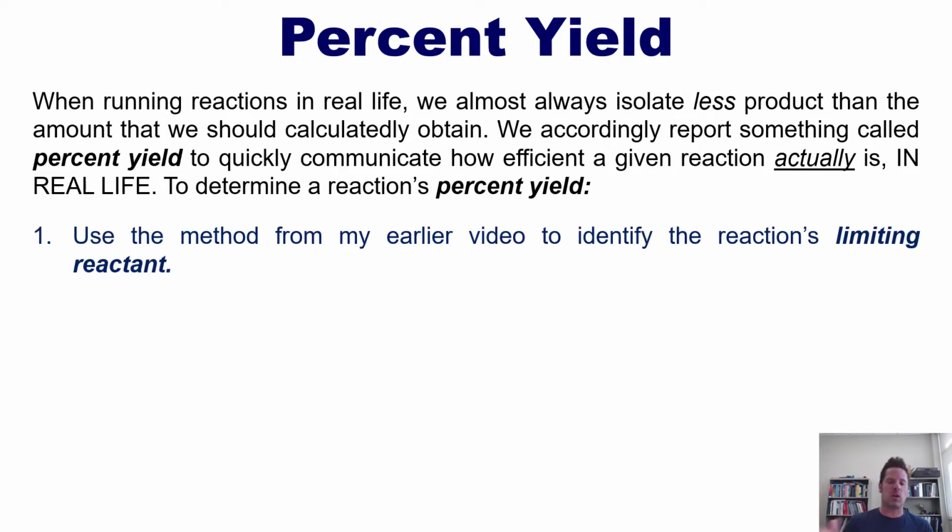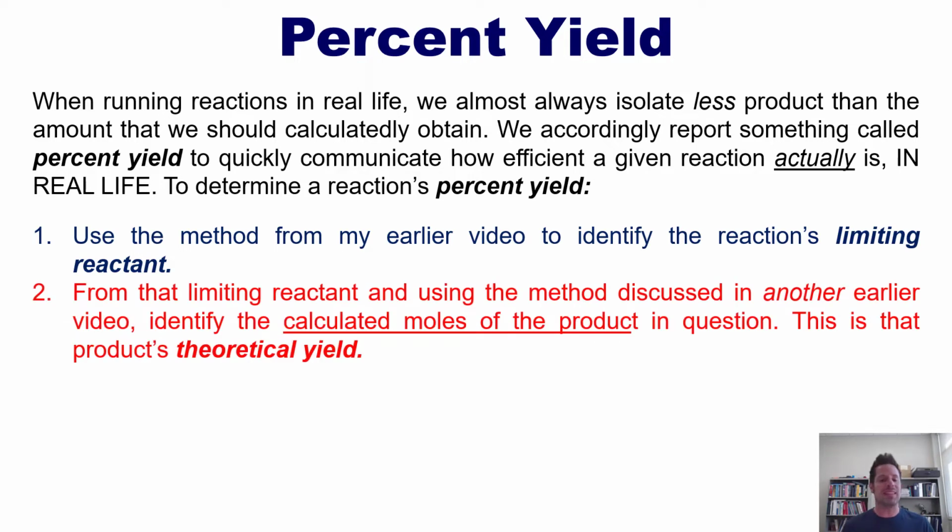So to determine a reaction's percent yield, 1. Use the method from my earlier video, linked to in the description below, to identify the reaction's limiting reactant. Remember, everything comes from the limiting reactant. 2. From that limiting reactant, using the method discussed in another earlier video, linked to in the description below, identify the calculated moles of the product in your question. Now, this is that product's theoretical yield.